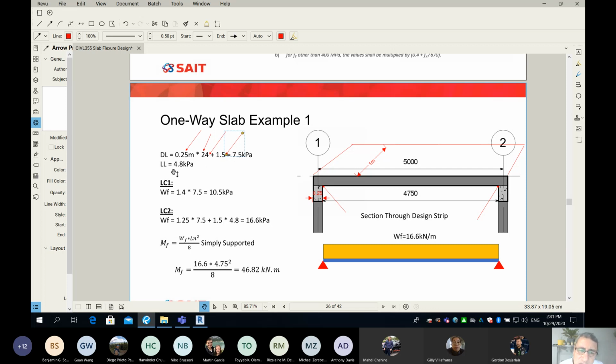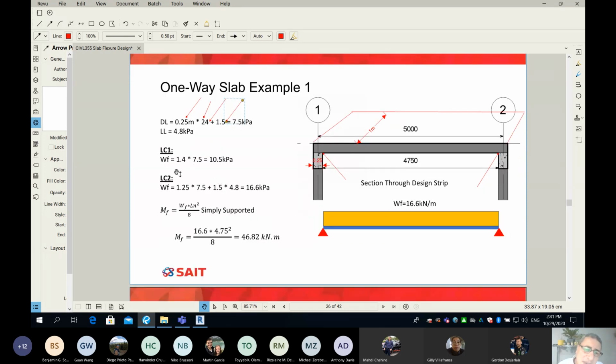Again, live load in beams, I multiply live load by, can I get some help? In beams, I multiply live load by the tributary width, not area. Why here same 4.8? Because the strip width is 1. That's why I get the live load.